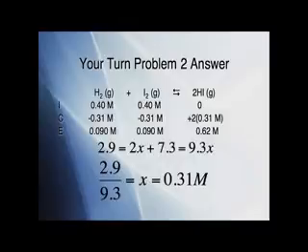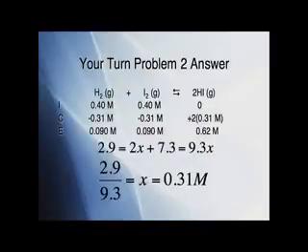Now, continuing on, again, will you please put an X with the 7.3 in that top algebraic expression? 2.9 is equal to 2x plus 7.3x, which would equal 9.3x. We're going to divide both sides of the equation by 9.3 so that we can isolate x and solve for the value of x, which would be in moles per liter. So 2.9 divided by 9.3 is equal to x, which would equal 0.31 moles per liter.